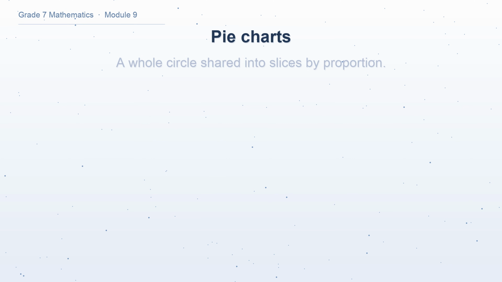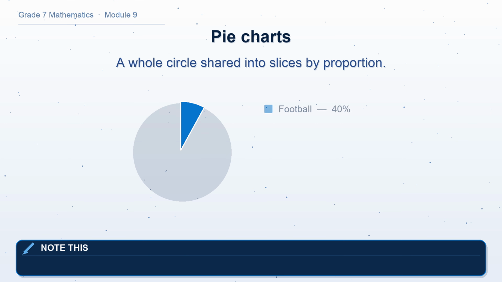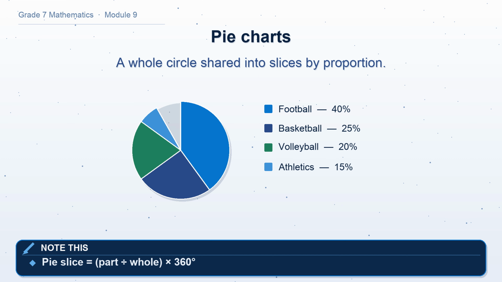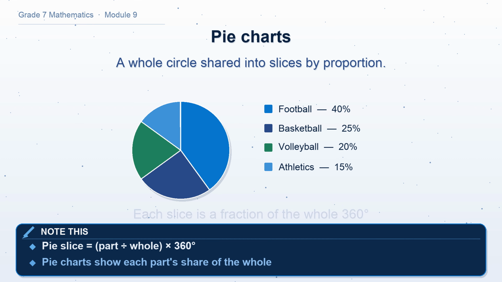A pie chart shows how a whole is shared between its parts. The full circle stands for everyone we asked, and each slice is a fraction of that whole. A bigger slice means a bigger share of the group. To find a slice, we take the category's fraction of the total and multiply it by 360 degrees. Football is 8 out of 20, which is 40% of the circle. Pie charts are best when we care about each part's share of the whole, rather than the exact counts.